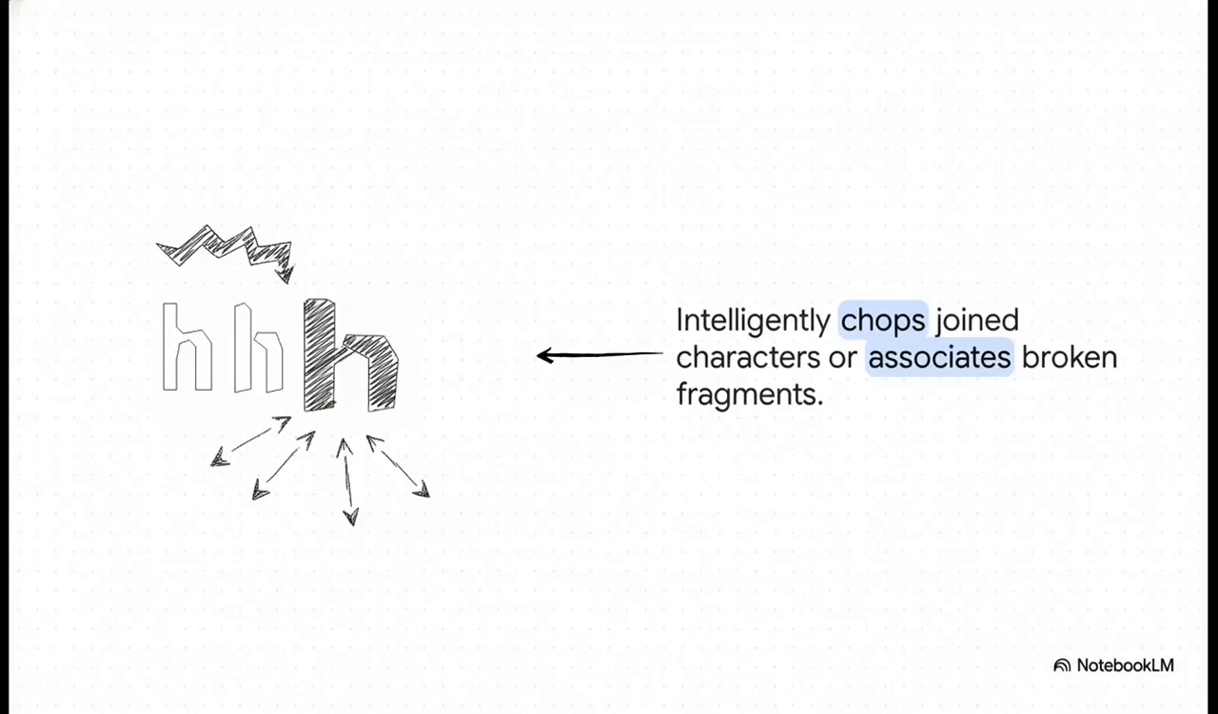And it's just as clever when it comes to messy text. So let's say 2 letters are smushed together in a bad copy. Tesseract intelligently finds the best place to chop them apart. Or, if a letter is broken into pieces, it has this cool associator that puts the fragments back together, kind of like a tiny puzzle.